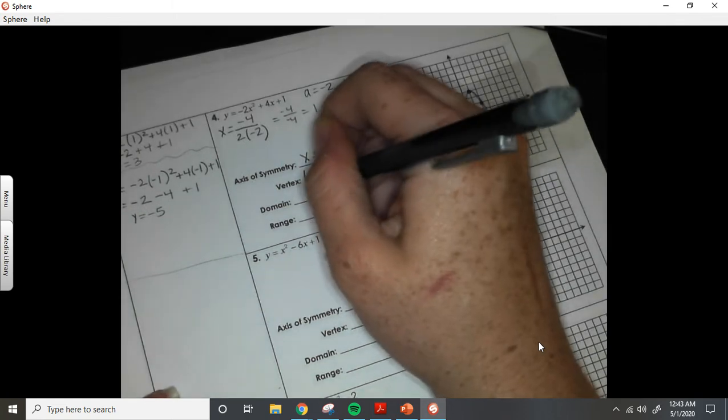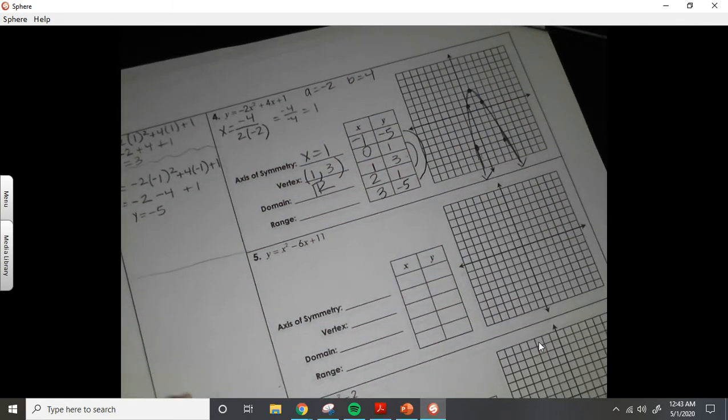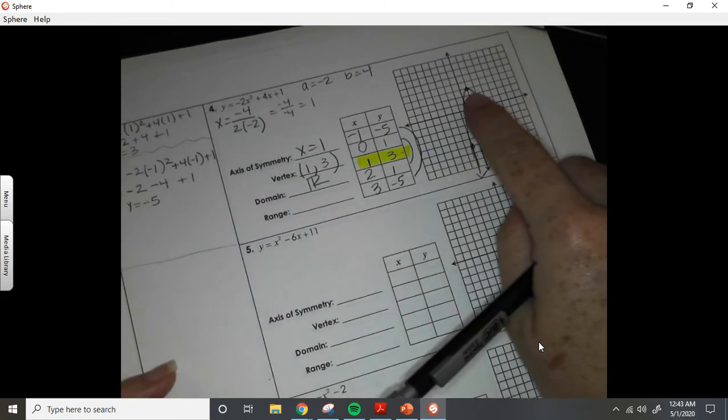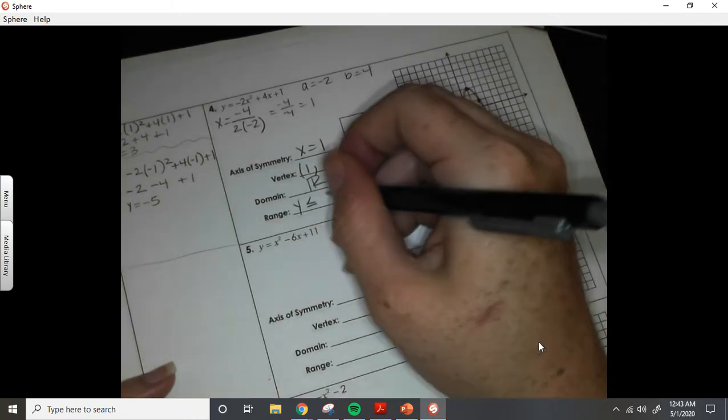Domain, always, all real numbers. Hopefully you can see that due to your vertex, your range, since it's opening down, is going to be less than or equal to y equals 3.